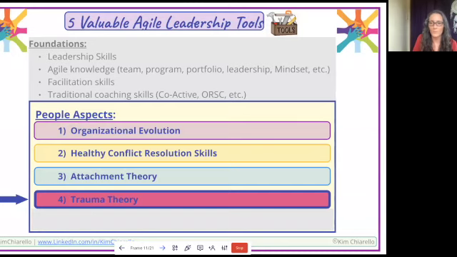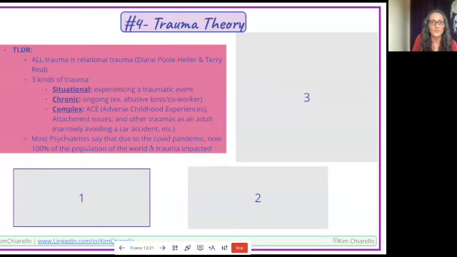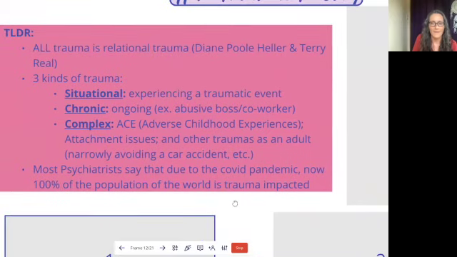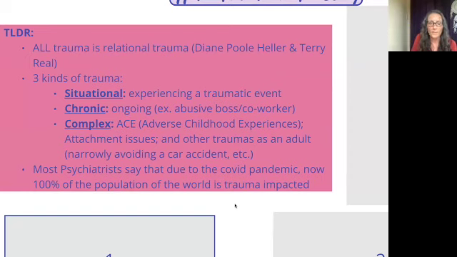Again, we're pushing those growing edges. You're probably going like, oh my goodness, Kim. And we're probably getting full from the buffet, but we're going to trauma theory. There's a couple reasons why I am talking about it. First, I'm going to explain the kinds, which will probably help with the why. There's situational, chronic, and complex.